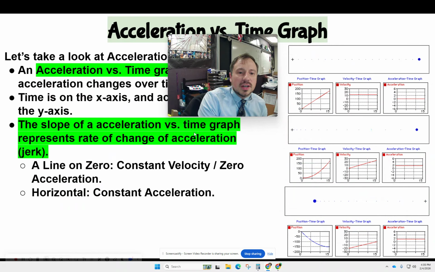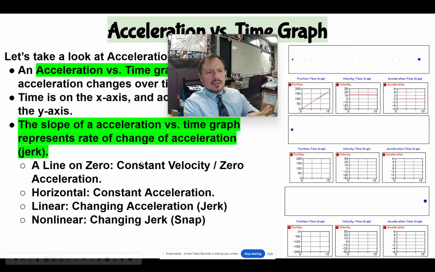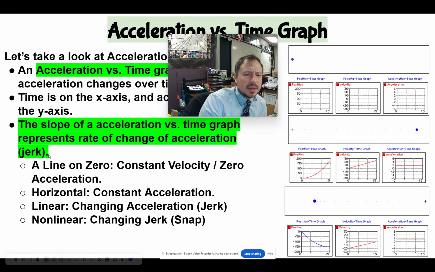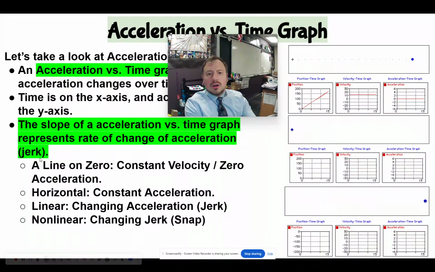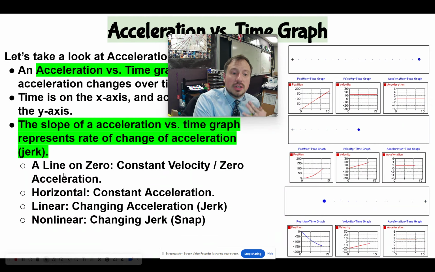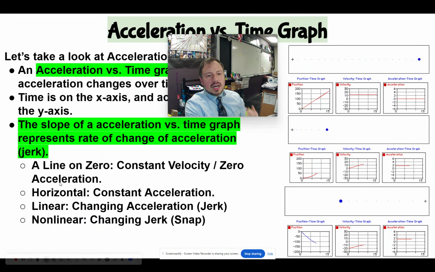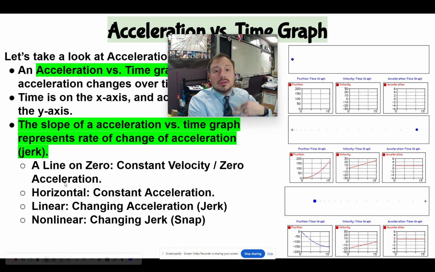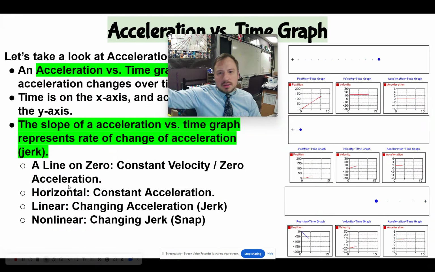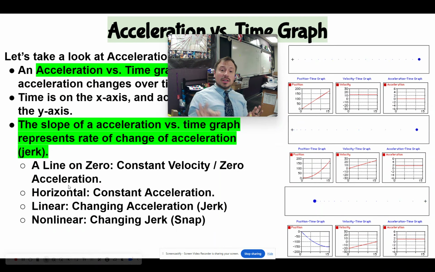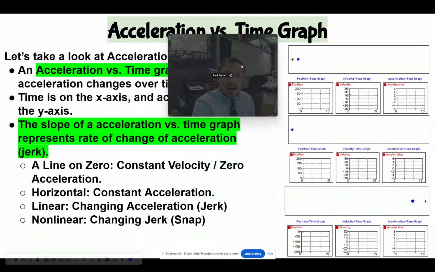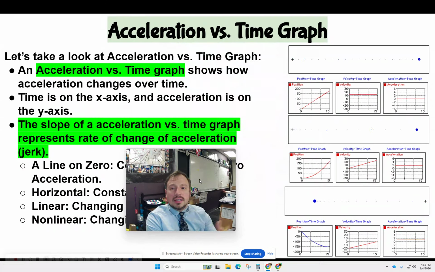The slope of an acceleration versus time graph represents the rate of change of acceleration, or jerk. This gets a little bit trickier. A line on zero means constant velocity, zero acceleration. A horizontal line means constant acceleration. Linear means changing acceleration. Nonlinear means changing jerk, which is also called snap, and then it goes crackle and pop. So now we're getting into a little bit of calculus to get our next set of equations.